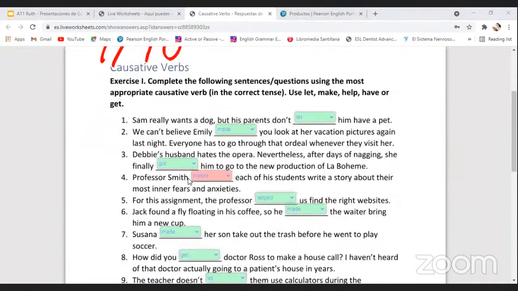All right, let's see. Okay, here. Number 4, right? Yes.